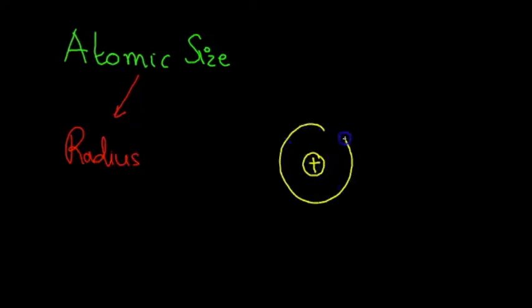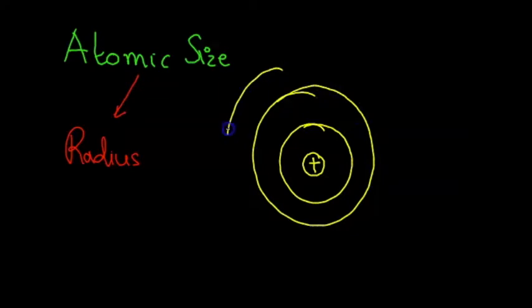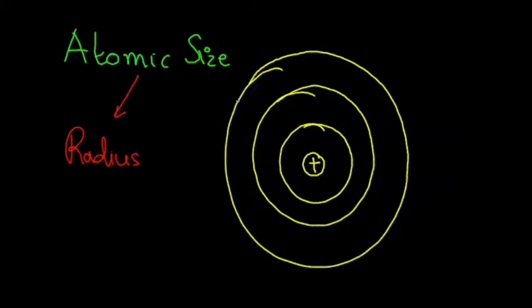Well, let's draw an atom with circular orbits, with the innermost shell having principal quantum number n equal to 1, then n equal to 2 and n equal to 3. So the radius of an atom is the distance from the center of the atom, which is the nucleus, to the outermost shell.